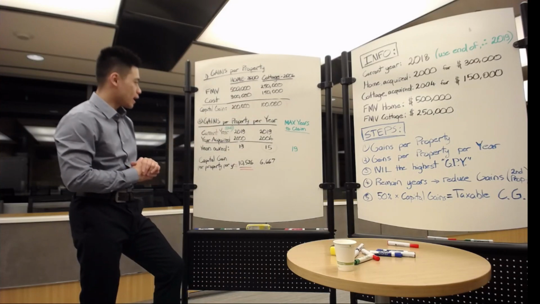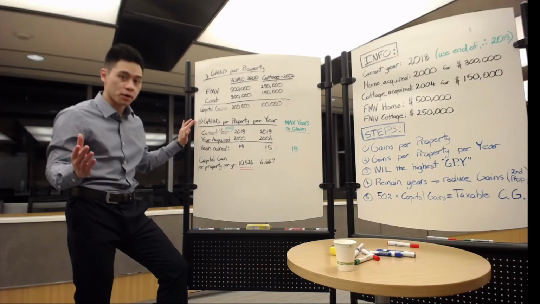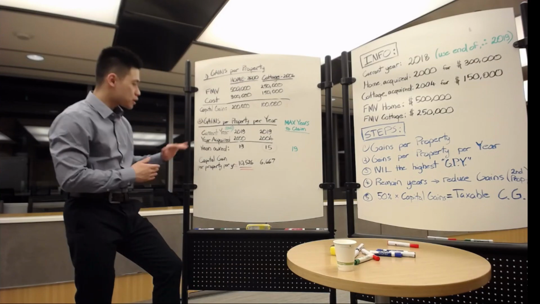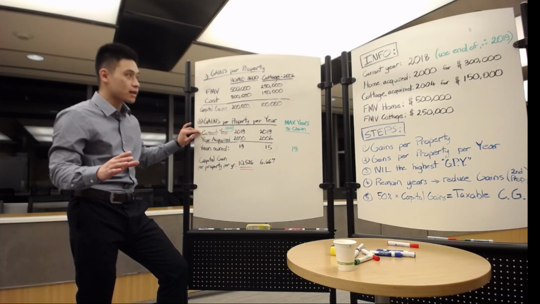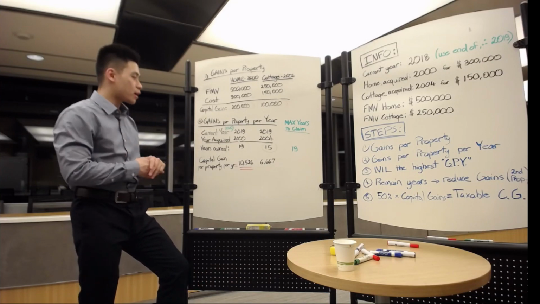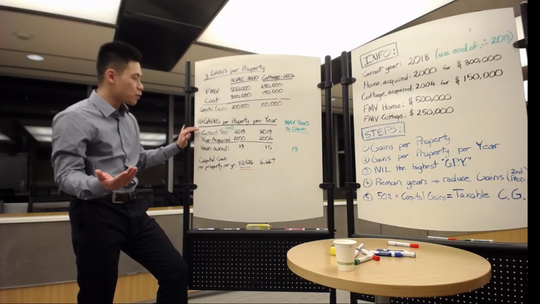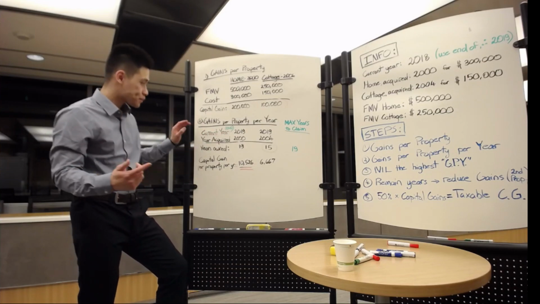And then in our second step, we're going to calculate the capital gains per property per year. So what you're going to do is you're going to take your current year, subtract it with the year acquired to get your years owned. Note that in the current year, let's say it's 2018, you always want to use the end of. So therefore, if it's 2018 now, we're going to use 2019. We're always going to assume the end of that year.